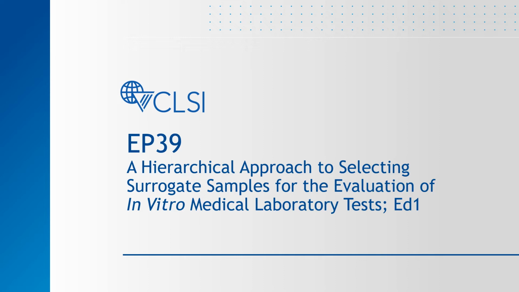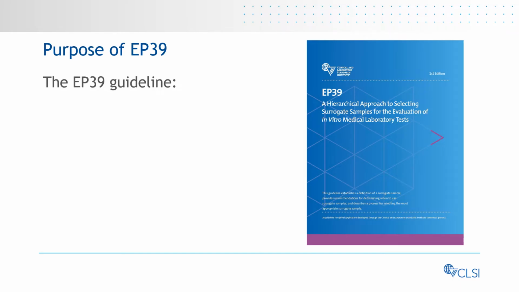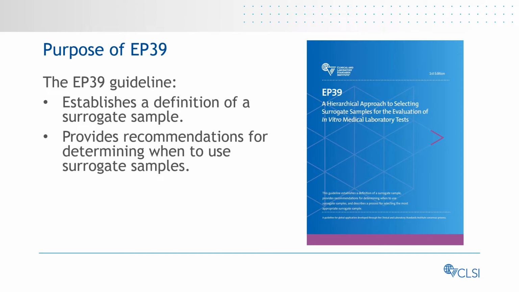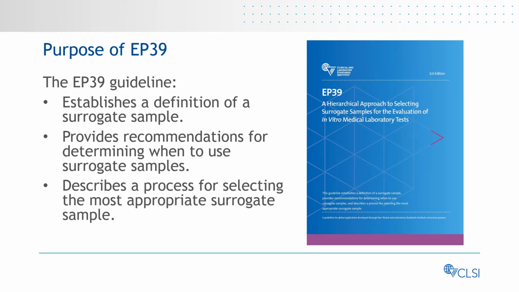In this short video, we'll review CLSI's new guideline EP39, a hierarchical approach to selecting surrogate samples for the evaluation of in vitro medical laboratory tests, first edition. The new EP39 guideline establishes a definition of a surrogate sample, provides recommendations for determining when to use surrogate samples, and describes a process for selecting the most appropriate surrogate sample.